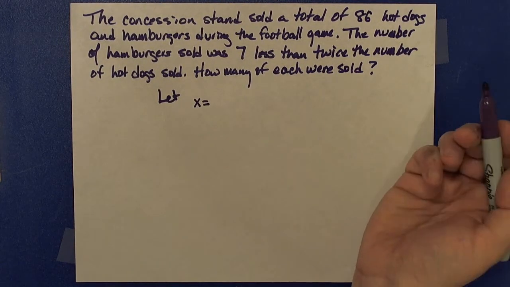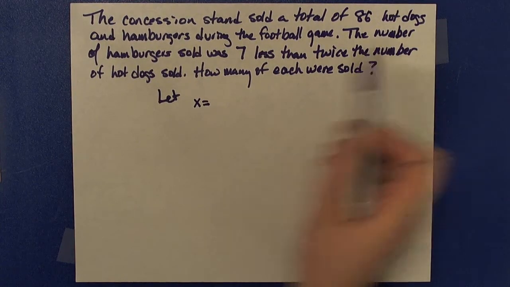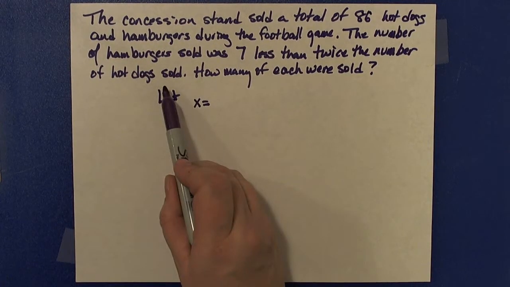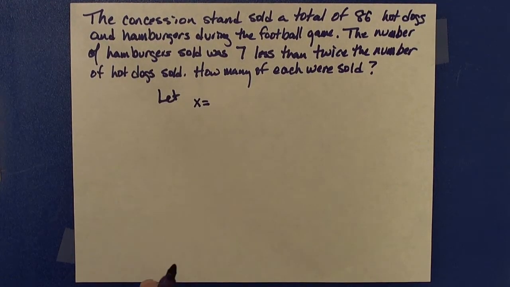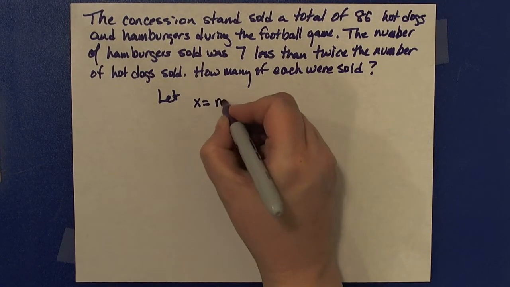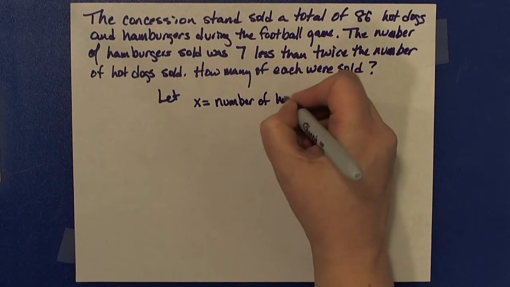And I look at the relationship and see which I know the least about. And it says the number of hamburgers sold was 7 less than twice the number of hot dogs sold. So I know the least amount about the number of hot dogs sold. So that's what I will let x equal, the number of hot dogs sold.